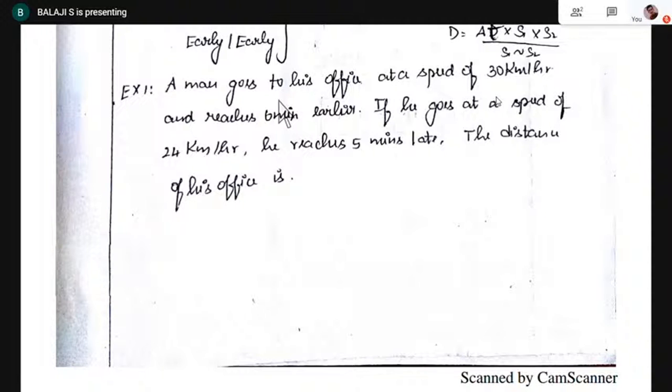Again, I'm repeating. In the question, if you see the words late and early, or early and late, that are opposite to each other, as in this question where we have 6 minutes early and we have late, you must add that time. That is 6 plus 5 equal to 11.